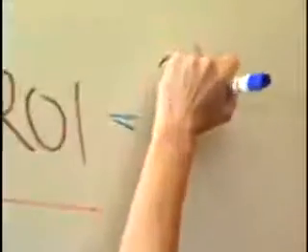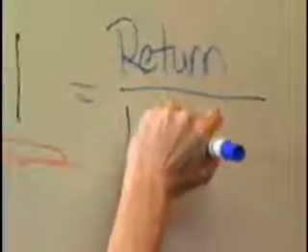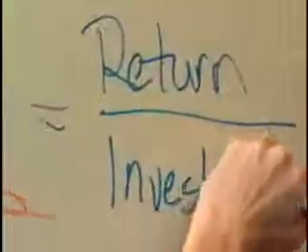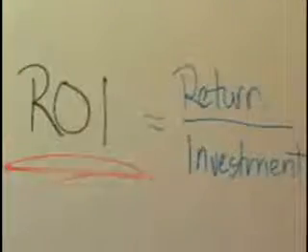The basic formula for ROI is your return, which is the net financial gain that you expect from that project, over the investment. The investment is the initial cash outlay for that project. Seemingly simple calculation. Let's go to an example.